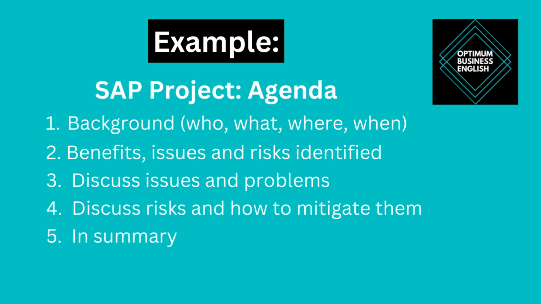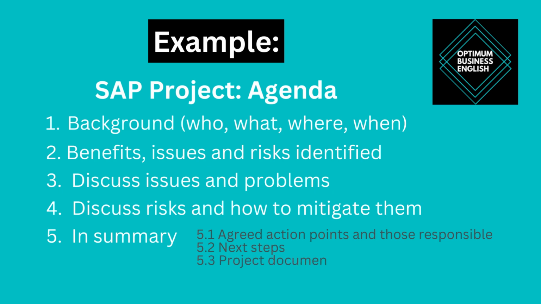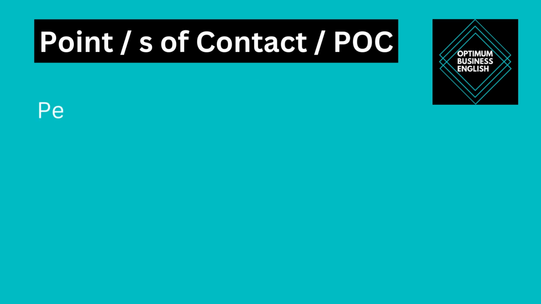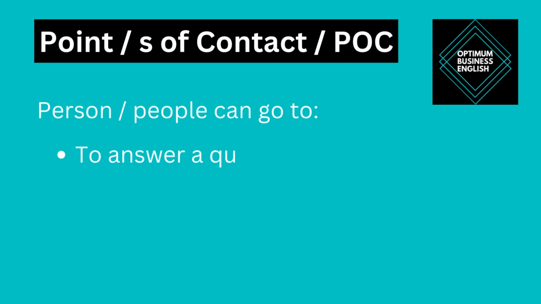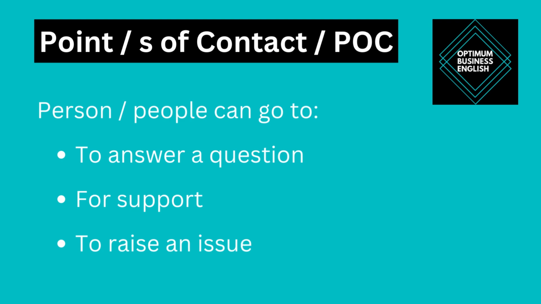The meeting will then end with a summary of everything that had been discussed and agreed before noting what is to be done now and by whom, what is the next steps on the project, and where can they find additional information. Finally, who are their points of contact? Points of contact being a person or people who can answer any question they may have regarding the project, or to whom they may go for support, or even who they can go to escalate a problem.